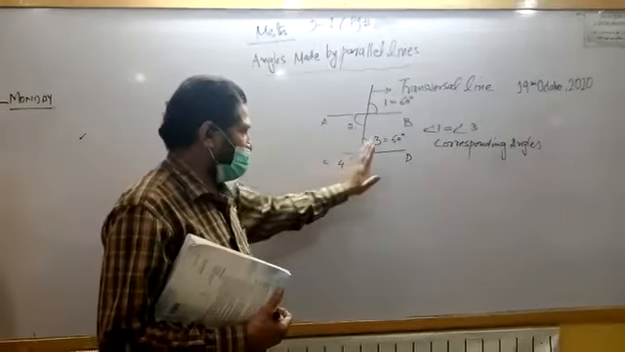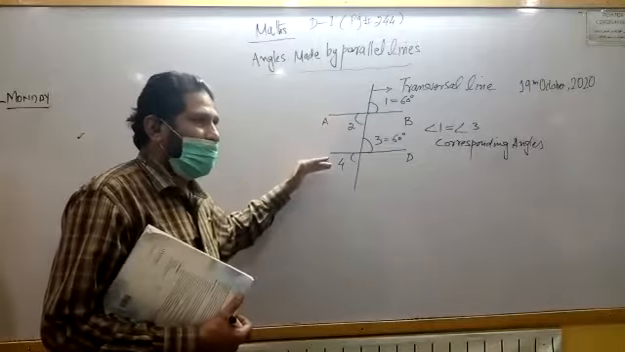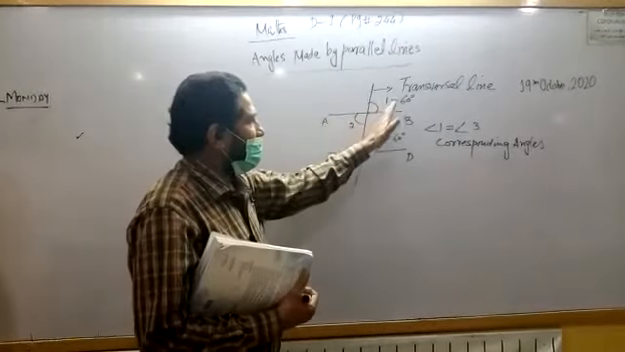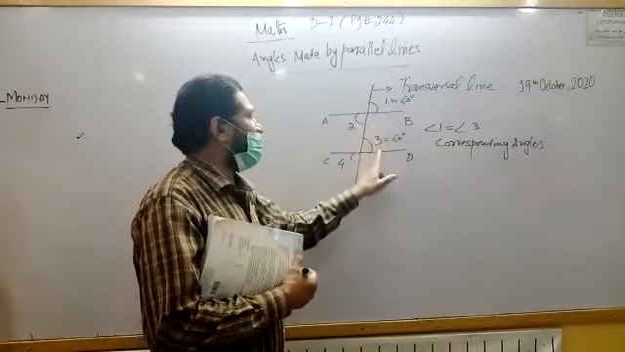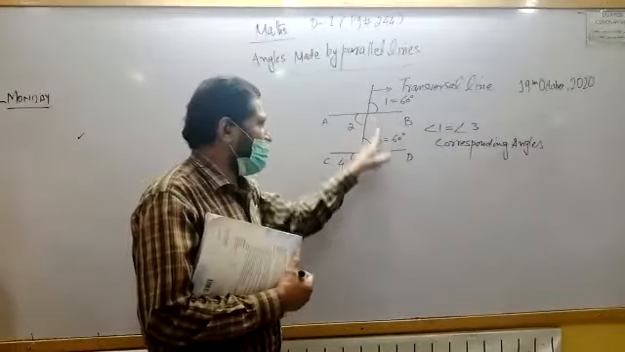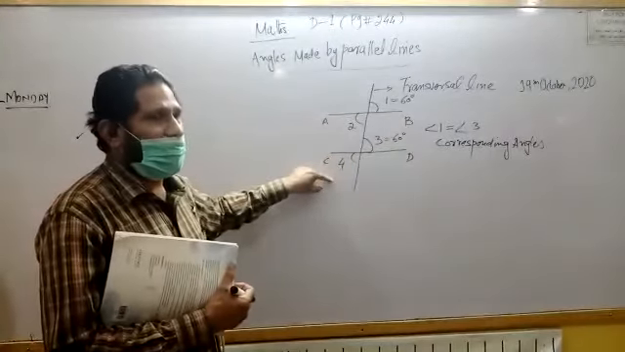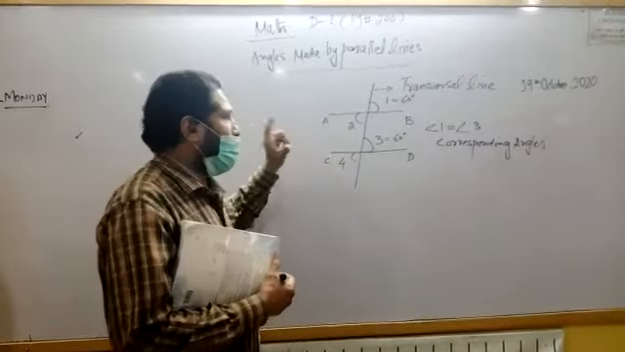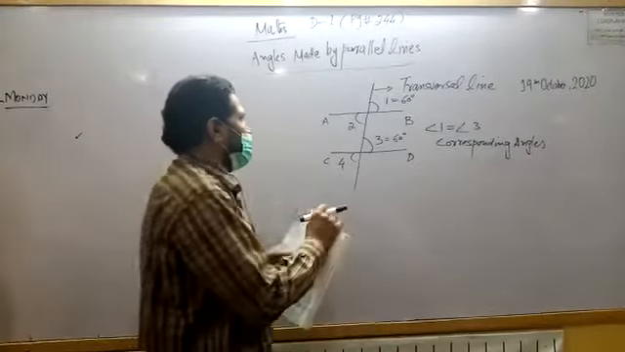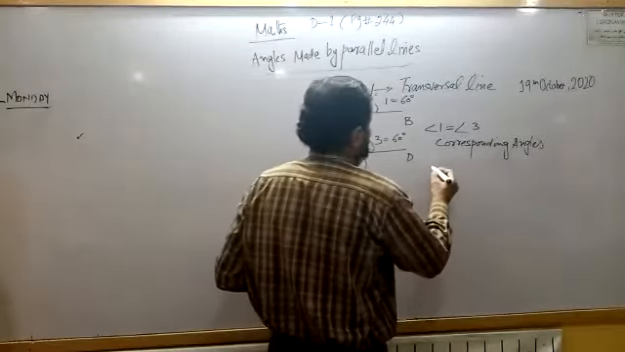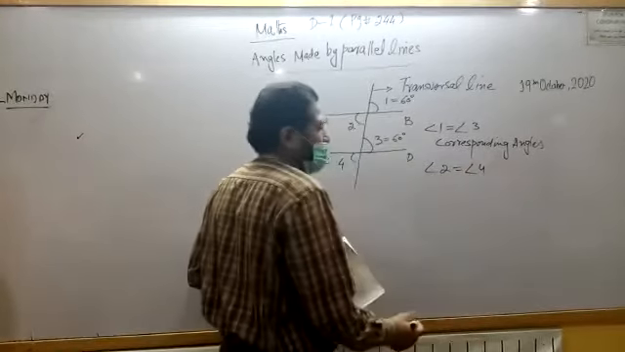2 and 4 are on the left hand side of this transversal, and both of them are below the parallel line. Again I am repeating, 1 and 3 were on the right hand side of the transversal and they were above the parallel line. So these were having the same position and these are also having the same position. So the angles lying on the same position between the transversal and parallel line are called corresponding. So these 2 and 4 are also corresponding angles.